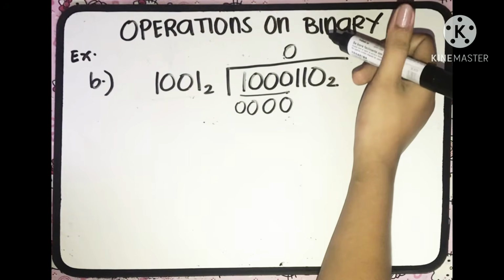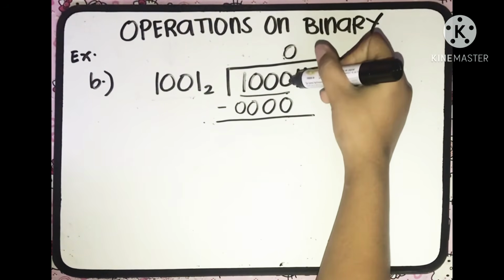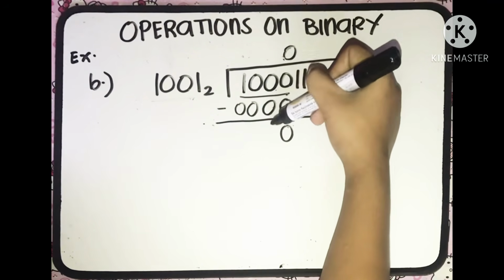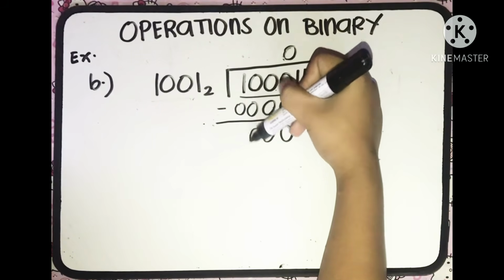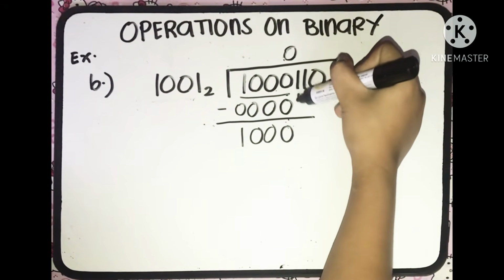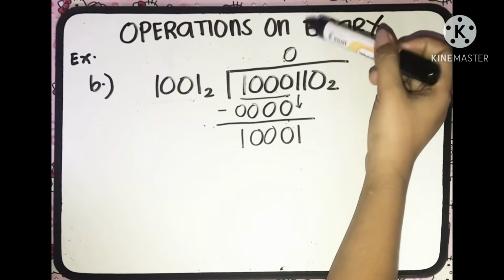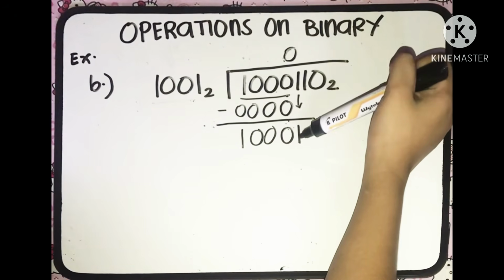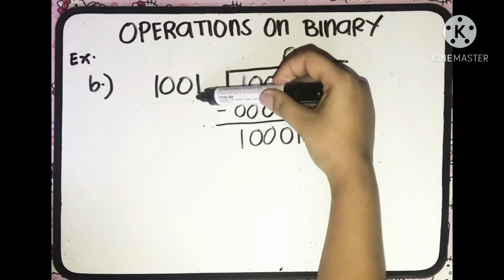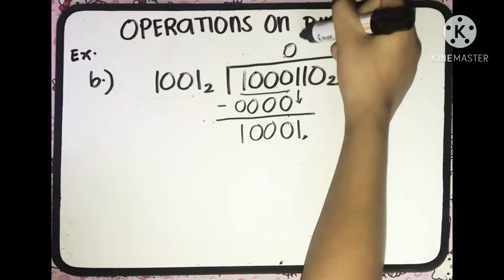And then, applying the rules in subtraction. So, we'll have 0 minus 0, 0. 0 minus 0, 0. 0 minus 0, 0. And 1 minus 0 is 1. And then, bring down the next digit, which is 1. Then, basahin ulit natin as decimal. So, we have 1,001 and 10,001, and 1,001. So, mas malaki ulit yung value ng nasa dividend. So, answer natin is 1.